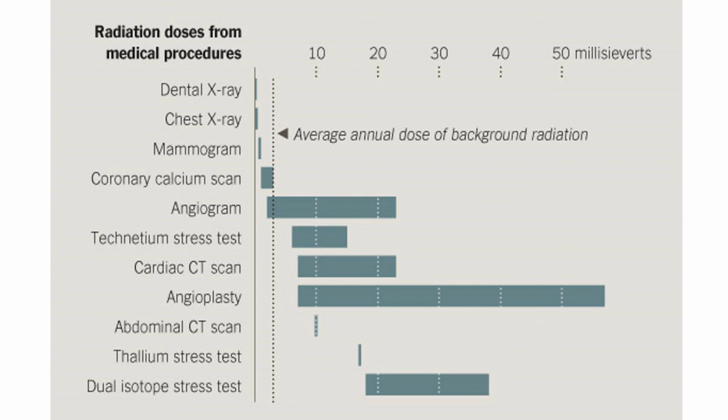We can see that the average annual dose of background radiation is around 6 millisieverts, with maximum radiation exposure in angioplasty and angiogram, followed by second maximum in cardiac CT and dual isotope stress test. Single isotope stress test comes around third place. Chest X-ray is the least with just 1 millisievert exposure.